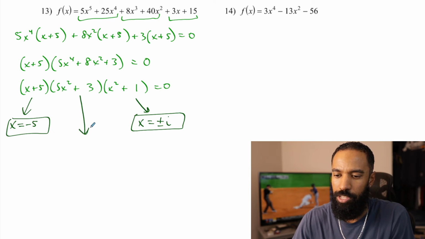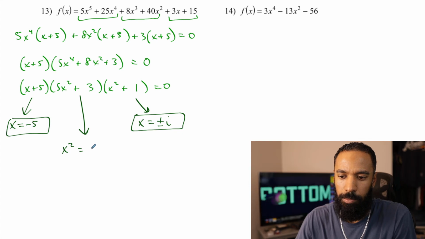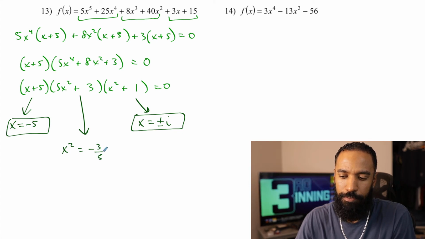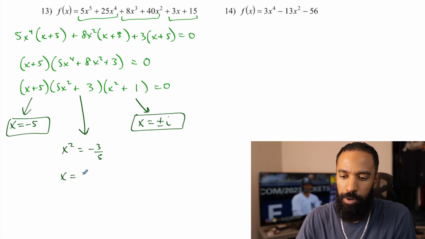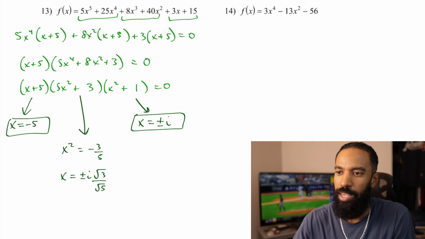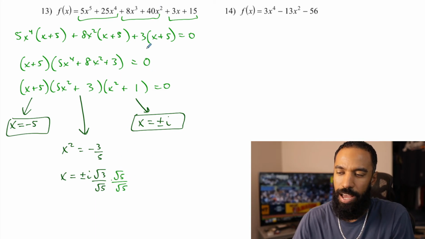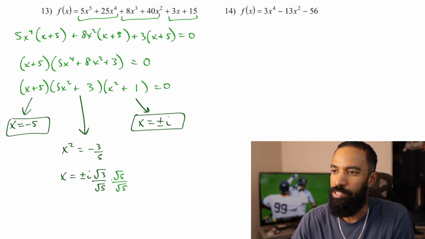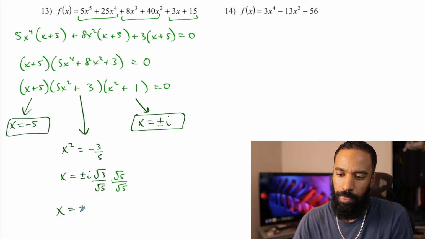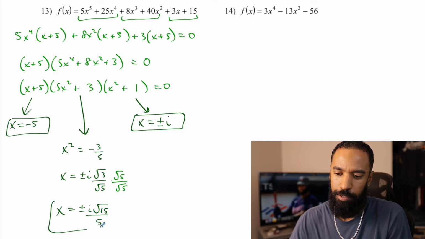This one right here has some work to do. How about this? X squared, subtract 3 divided by 5, you get negative 3/5. Now we take the square root of both sides. It's plus or minus I root 3 over root 5, right? Take the square root of top and bottom, and then rationalize that denominator. Root 5 over root 5. And that'll give you plus or minus I root 15 all over 5 like that.